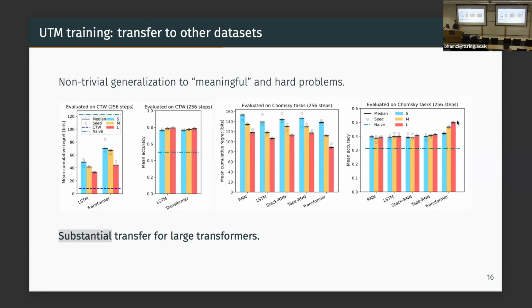Any questions? One bit about the small, medium, large: what kind of sizes are you using? Yeah, I think they're sub-billion essentially. They're not large by today's standards. I forgot the actual scale.